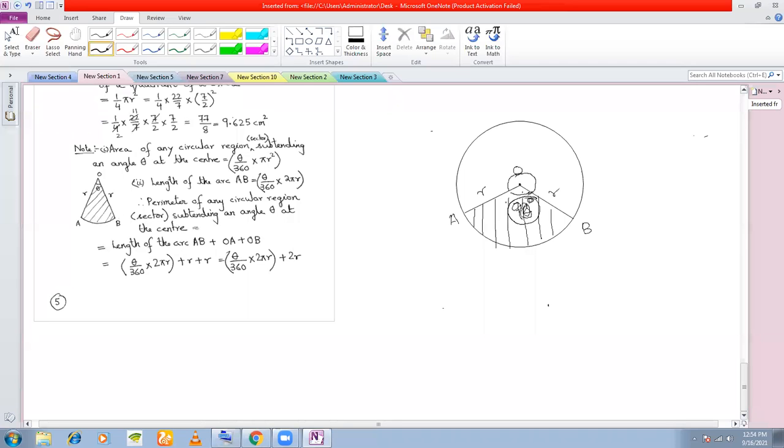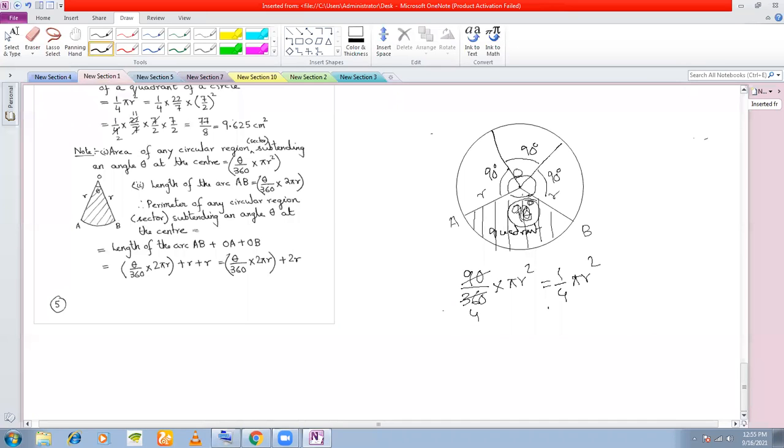So if this angle is 90 degrees, that means you will have 4 such parts: 90 degrees, 90 degrees, and 90 degrees. So this becomes a quadrant, right? So what is the area of the quadrant? 90 by 360 into pi r square. Now see, are we getting 1/4 pi r square from here? As I had discussed earlier, a quadrant is nothing but if you divide the circle into 4 parts. Understood what I'm trying to say?